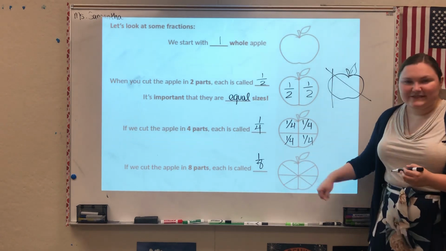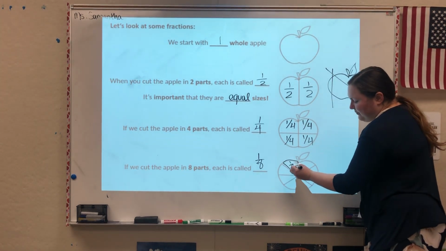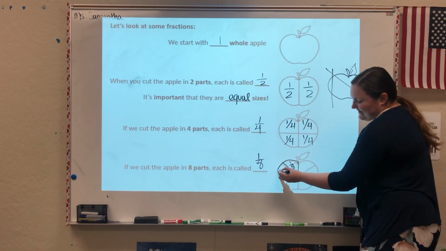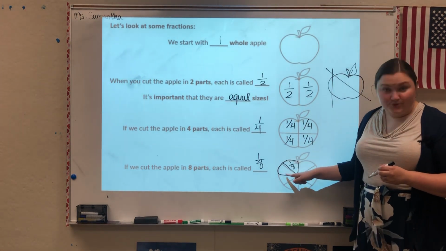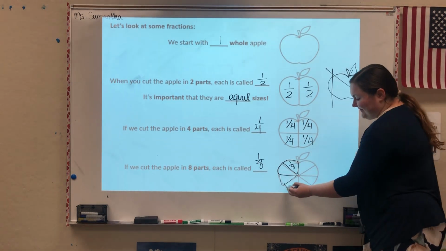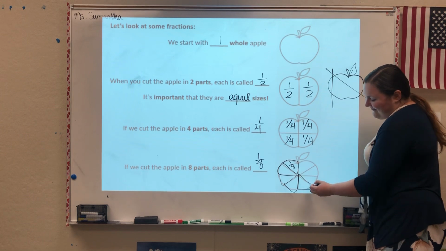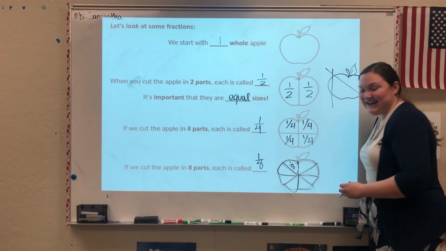Now, each one of these would be called 1/8. So if I had this little piece here, that would be 1/8. What if I had that piece and this piece? Well, that would be 1/8, 2/8. If I added in this one, 3/8, 4/8, 5/8, 6/8, 7/8, and 8/8.